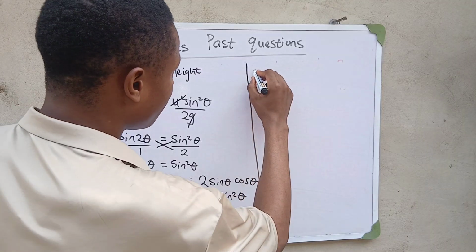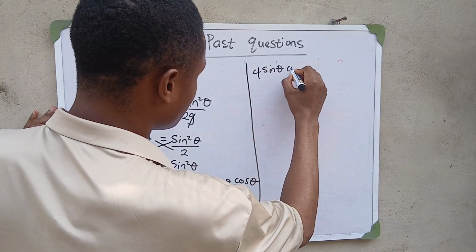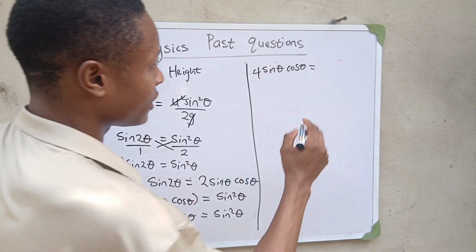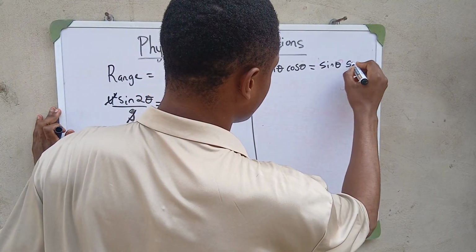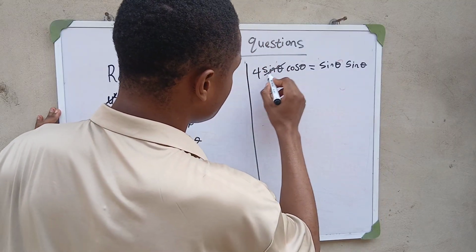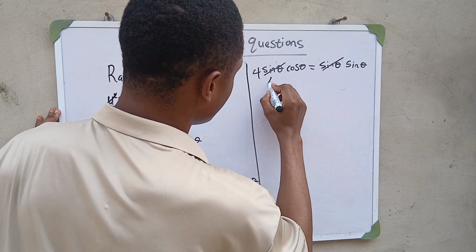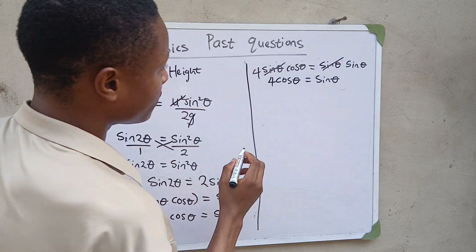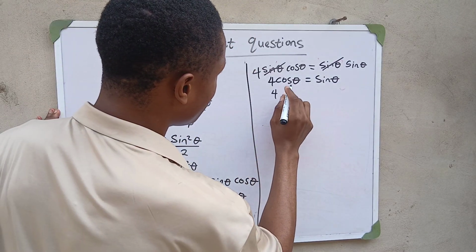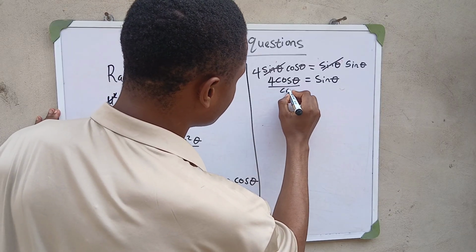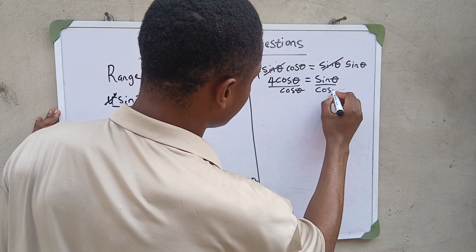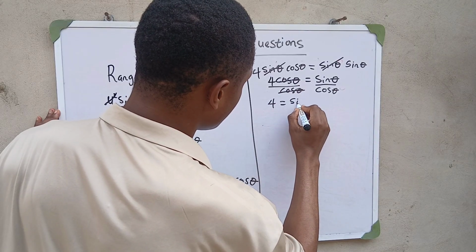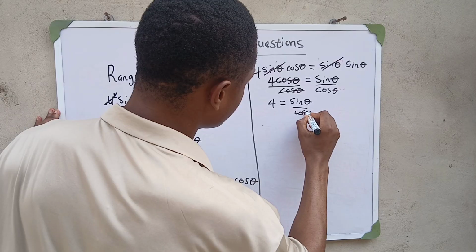So we have 4 sine theta cos theta. Now we are going to separate sine squared theta as sine theta times sine theta. So this will cancel this, that one is gone, and we have 4 cos theta is sine theta. Therefore, if we divide through by cos theta on both sides, this will cancel this, and we have 4 is equal to sine theta over cos theta.